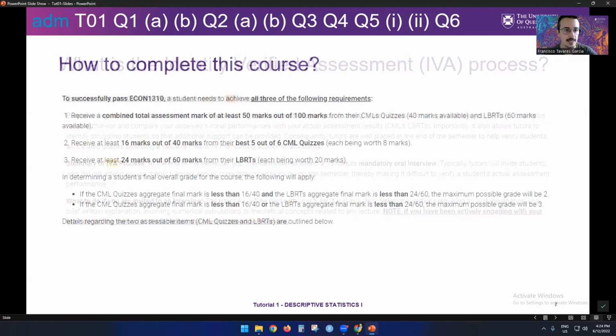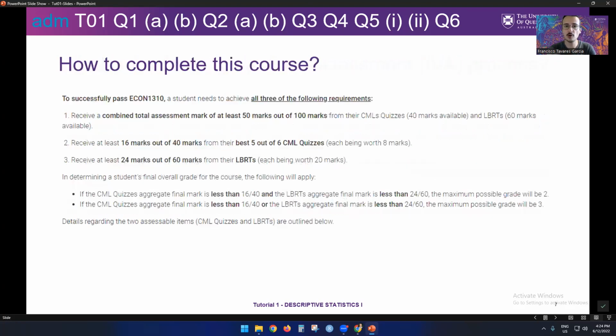But for most of the people, I'm sure you'll be attending the tutorials. This is how you conclude this course. So basically, you need to receive at least 50% for a pass, which is a GPA of 4. You guys probably are used to how GPAs work at the moment.